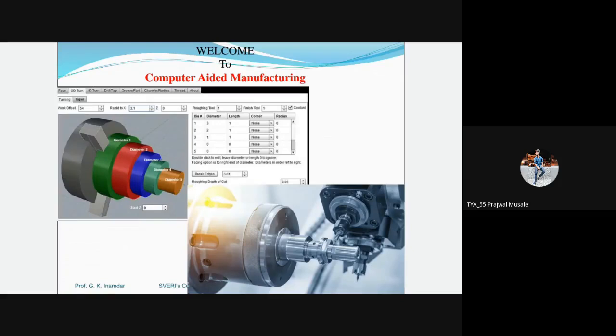In the previous section, we finished the knowledge about computer-aided design and computer-aided analysis. In 3D software, we created a 3D model. In analytical software, we analyzed that model. And after analysis, we have to start the manufacturing.